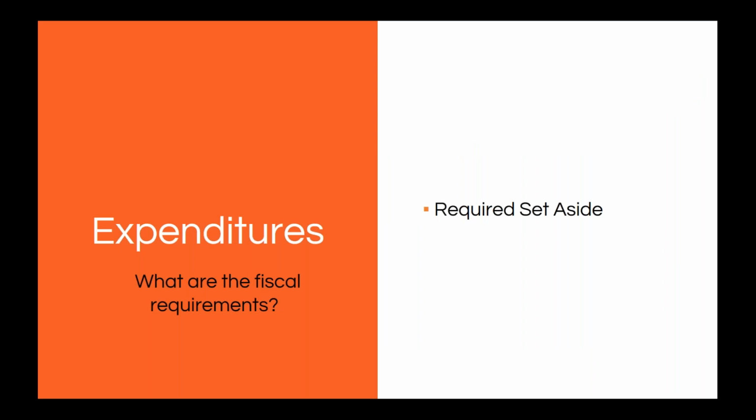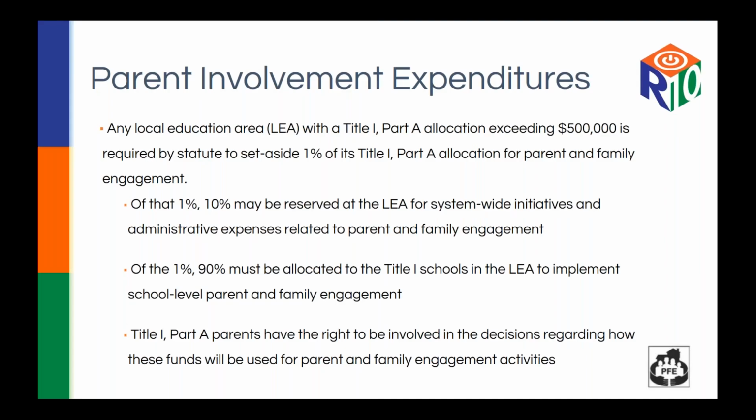Okay, so let's look at expenditures or your required set-asides. Fiscally, any LEA with a Title I Part A allocation that exceeds $500,000 is required to set aside 1% of your Title I Part A allocation for parent and family engagement. Now, that has been around for a long time. This is the portion that started to change slightly under ESSA.